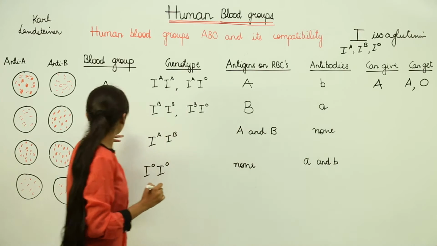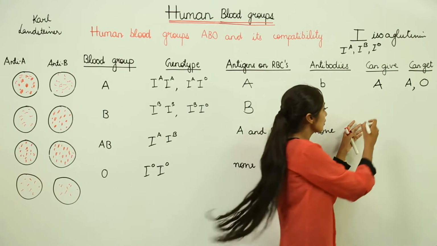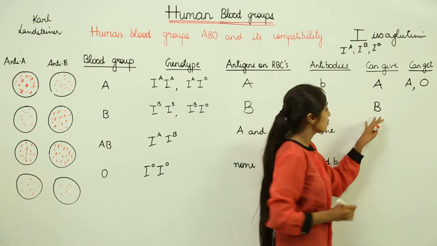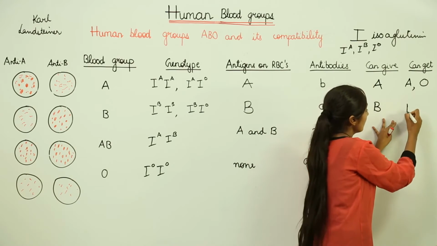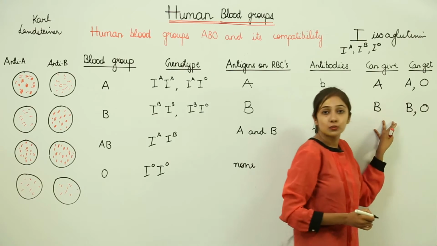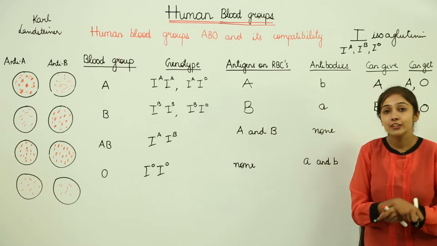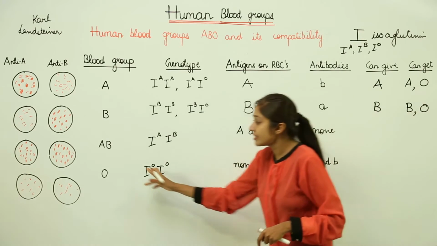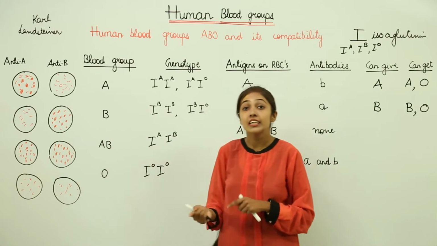Then in case of blood group B, it can give blood to B and can get blood from B definitely and from O blood group as well, right? Now here I'd just like to mention that O is universal donor while AB is universal recipient.